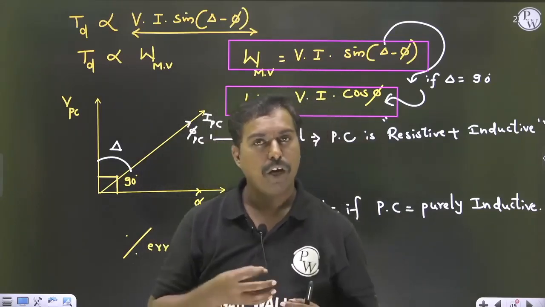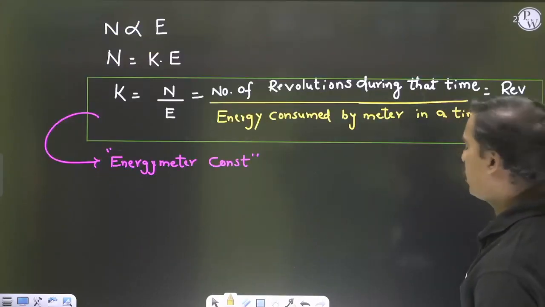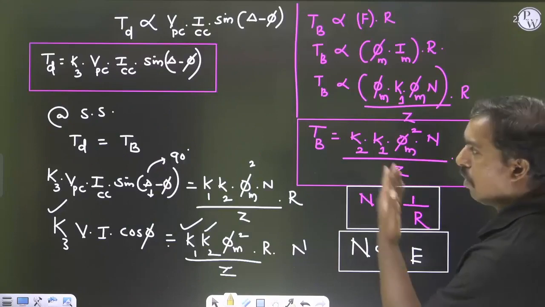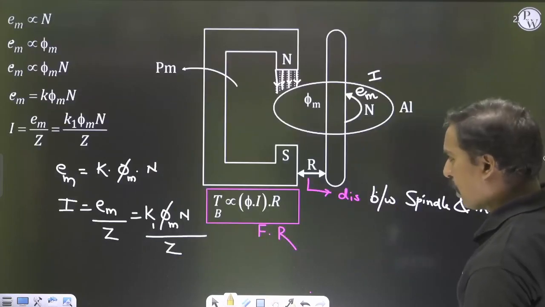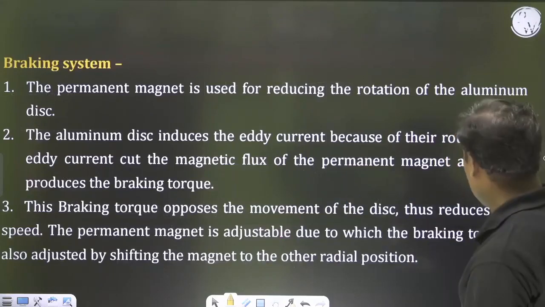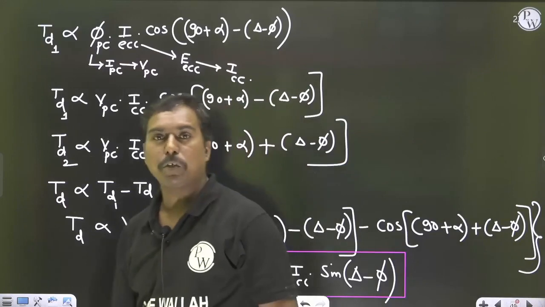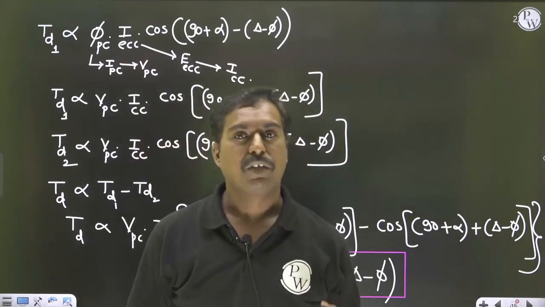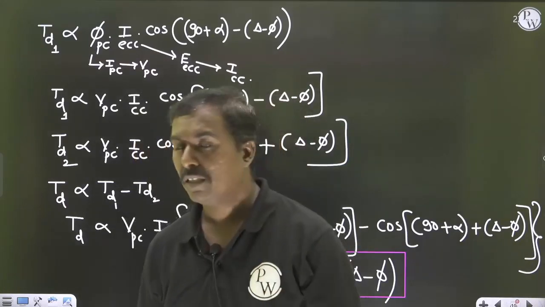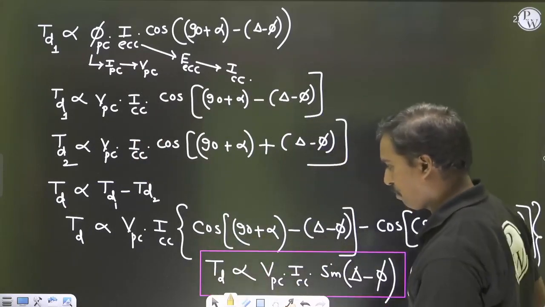Now, based upon this understanding, we have derived the expression N is equal to KE. We also derived the torque expression. But of course, during the torque expressions, somewhat complicated things are there. Those complicated things you can skip, with respect to the GATE examination. But with respect to the IAS exam, you have to remember it. If you want to skip it, at least remember the final expression.